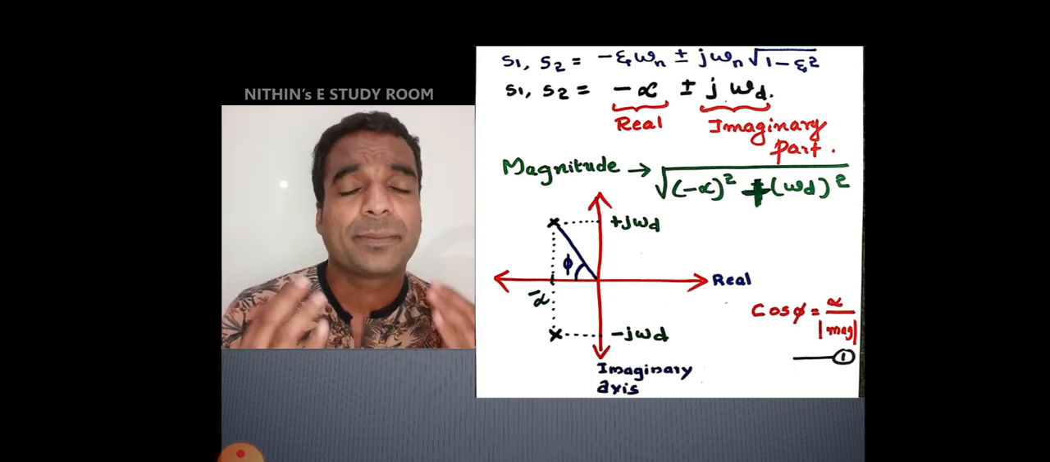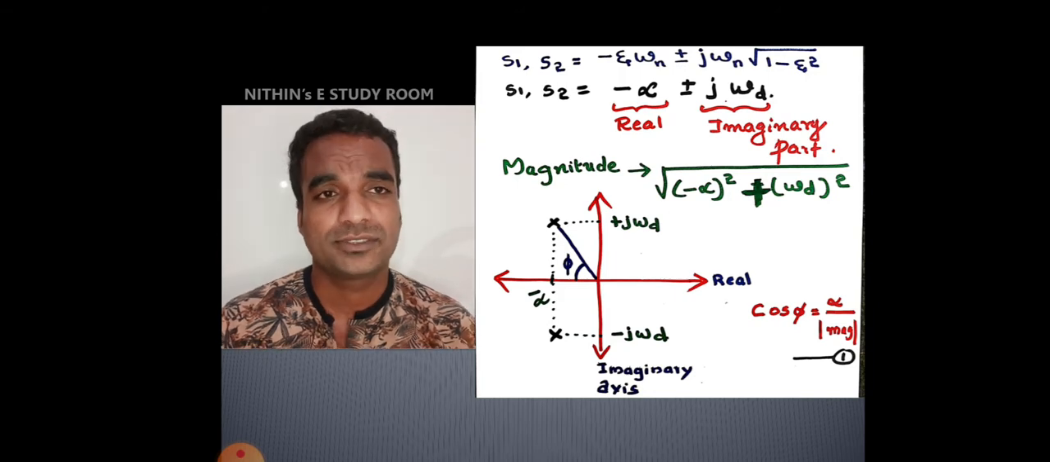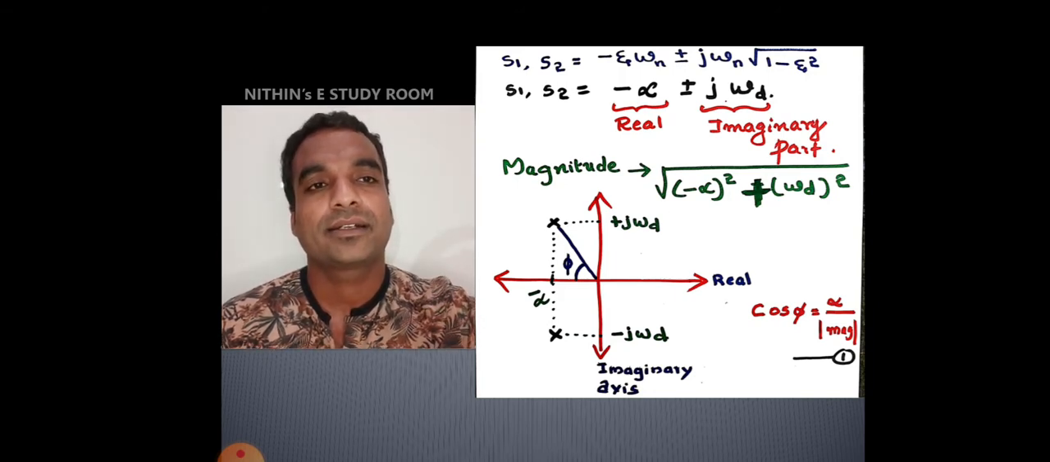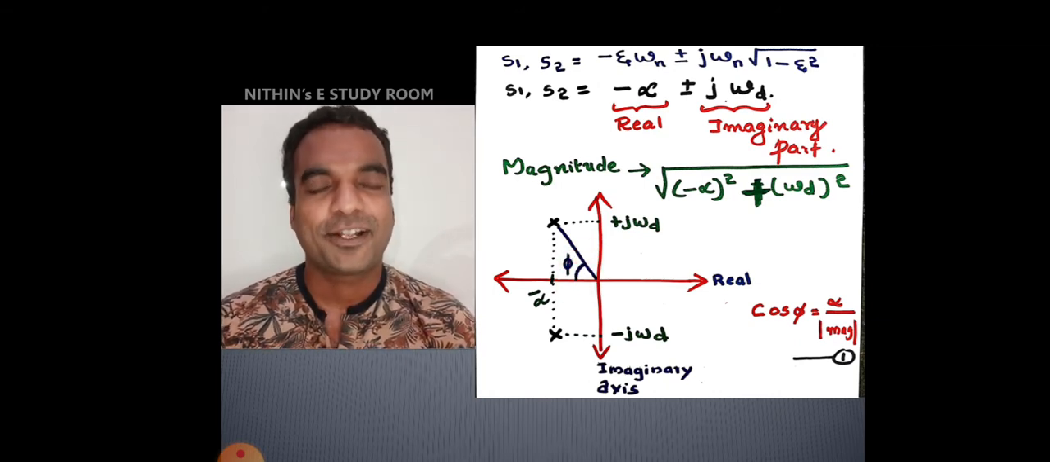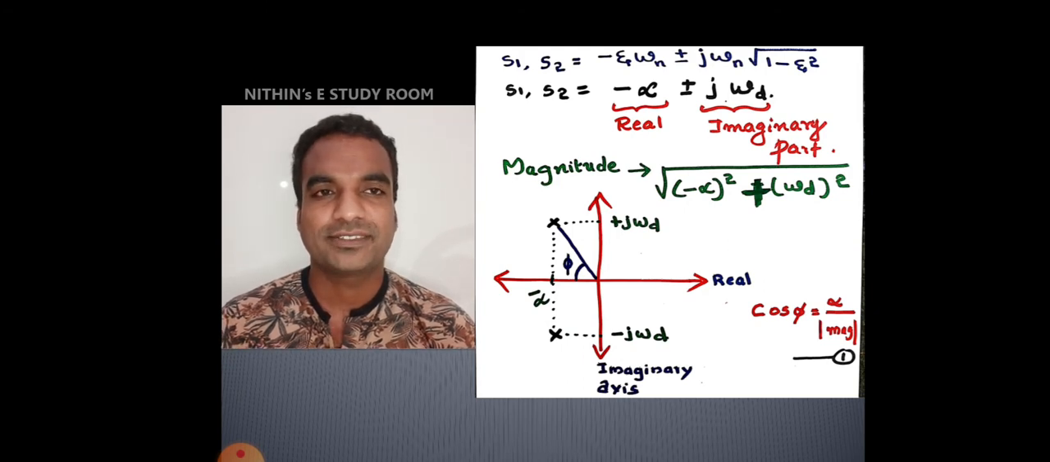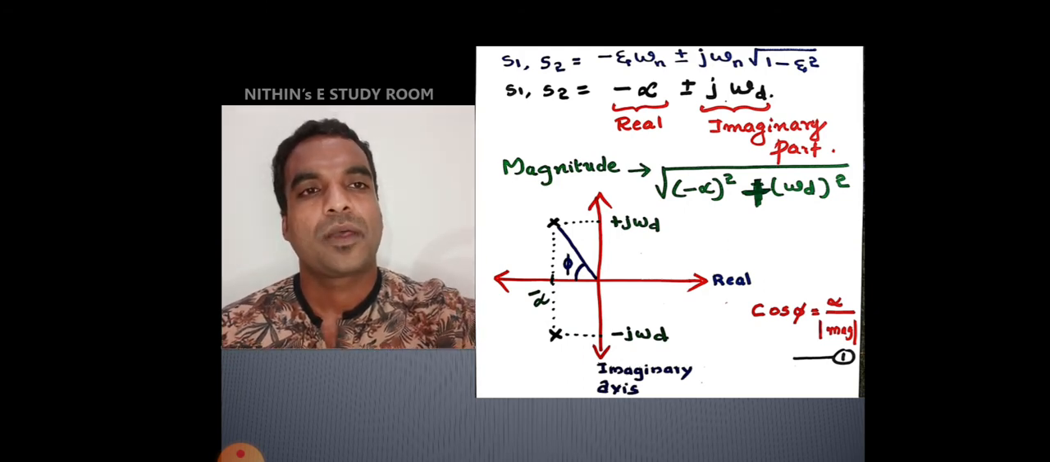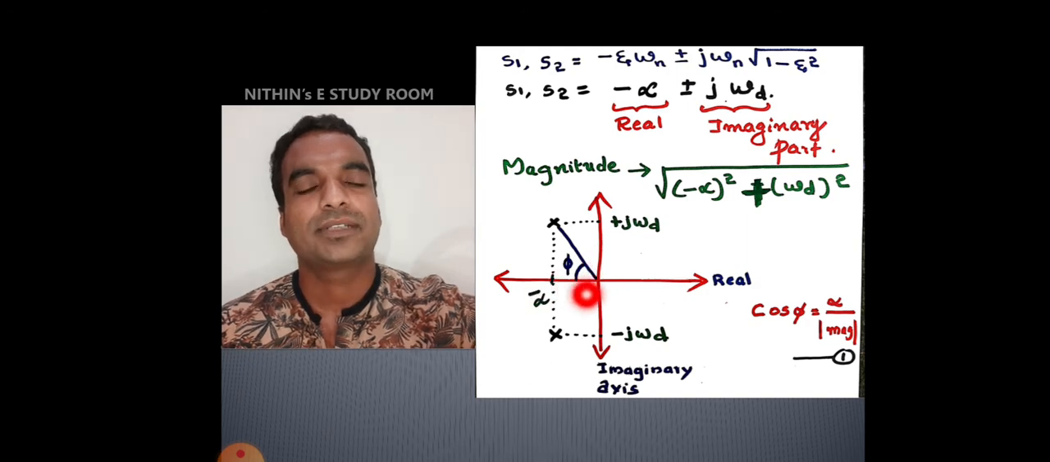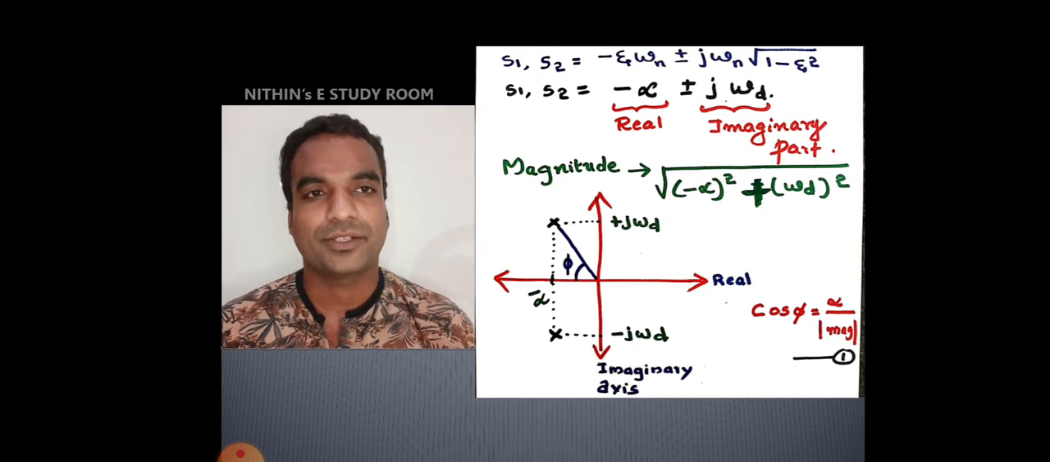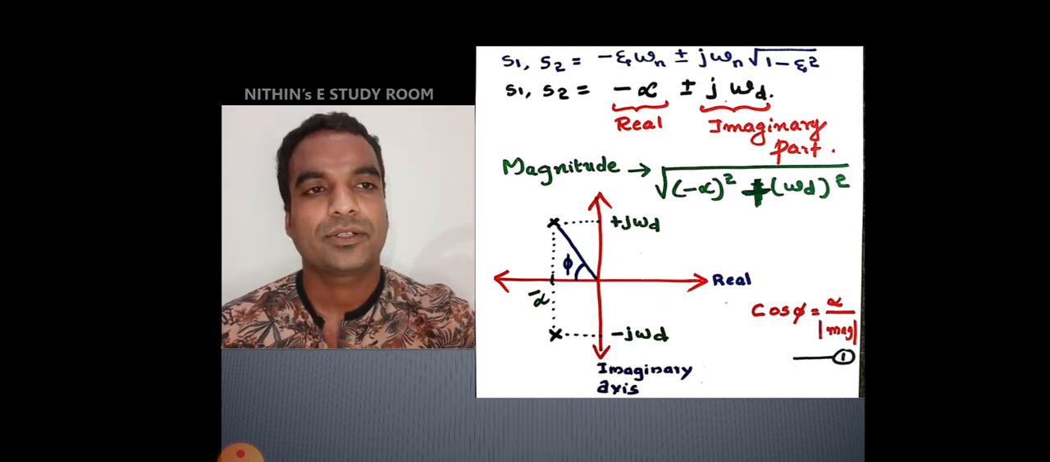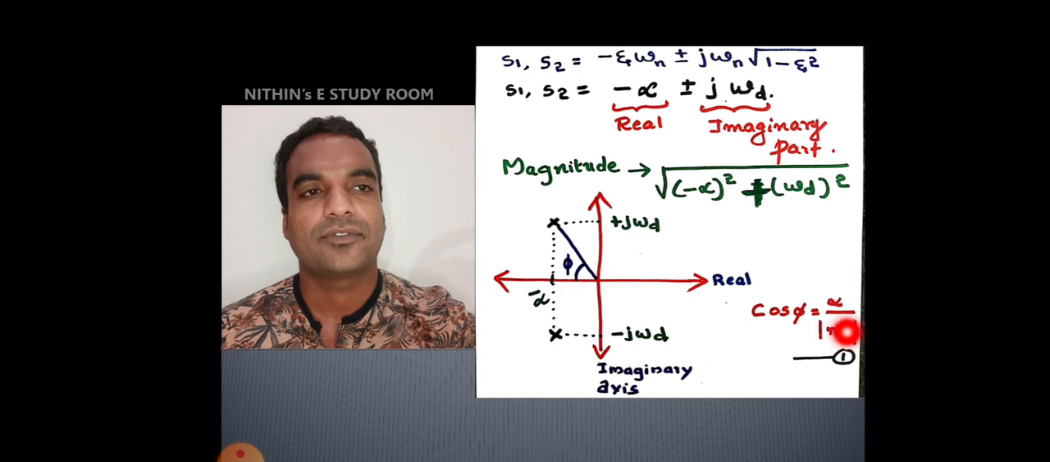Okay. Now please find the angle of the poles. The angle I have marked in the figure. This is the angle phi. So if that is the angle phi, what will be the cos phi? Cos phi is nothing but adjacent side by hypotenuse. So that is equal to alpha by the total magnitude. Alpha by magnitude. Here you already got the expression for magnitude.